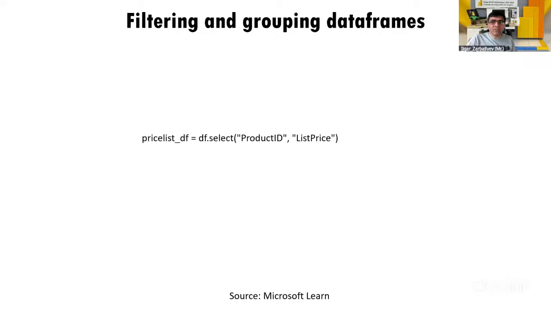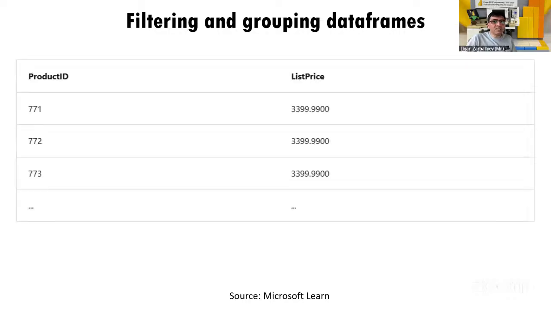You can use the methods of the DataFrame class to filter, sort, group, or otherwise manipulate the data that it contains. For example, this code uses the select method to retrieve the product ID and list price from the data frame containing product data in the previous example. The results from that code example would look something like this one. And in common with most data manipulation methods, the select method returns a new data frame object.